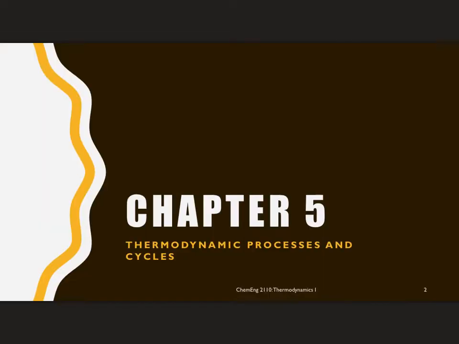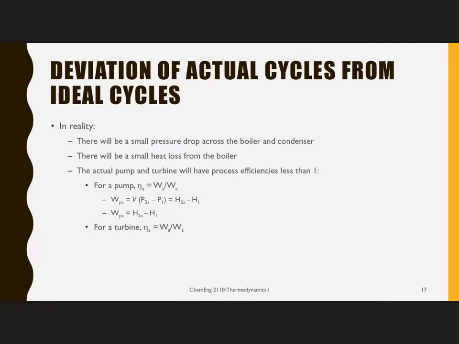We are studying Chapter 5, Thermodynamic Processes and Cycles, and we're looking at the basic Rankine cycle still. What we'll be doing in this lesson is considering how reality differs from the ideal reversible and how we can use that ideal reversible result to predict what's going to happen in reality. So how does reality differ from the idealization that we've been looking at?